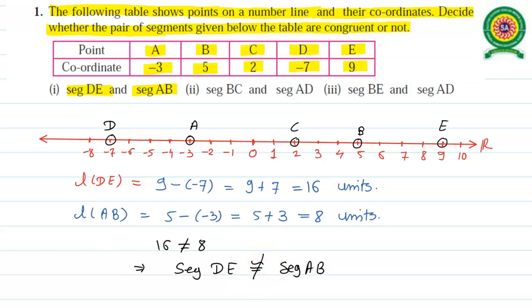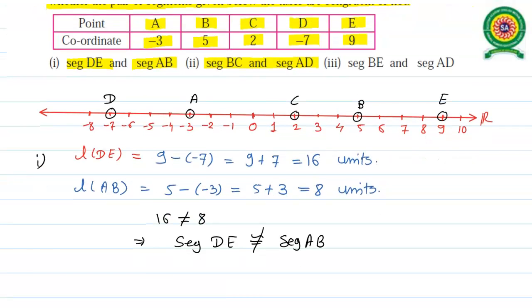Next we have the second sub question. We have to find whether segment BC is congruent to AD or not. Firstly we have to find the length of BC. So B to C. The length of BC is the coordinate of point B minus the coordinate of point C. 5 minus 2 is 3 units.